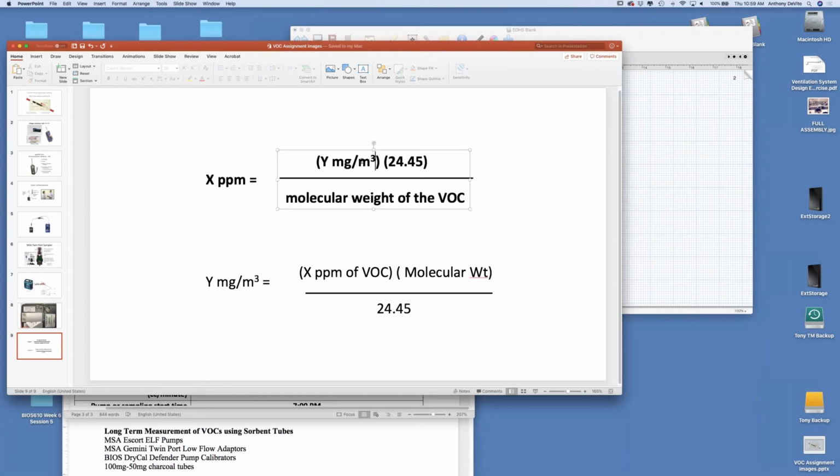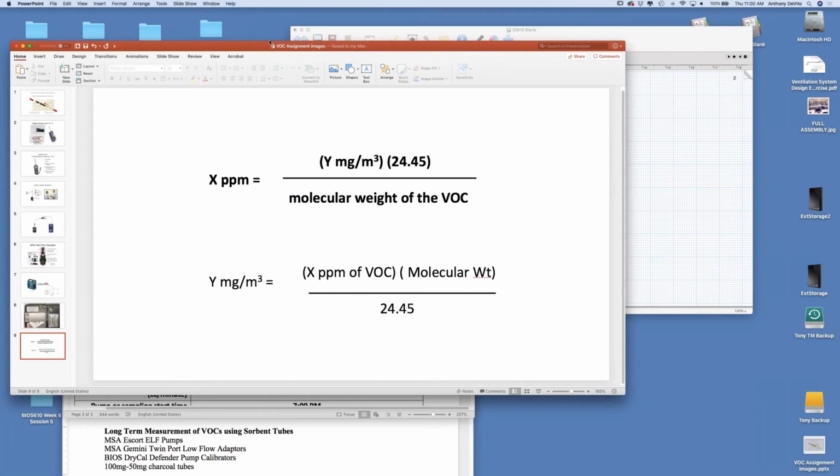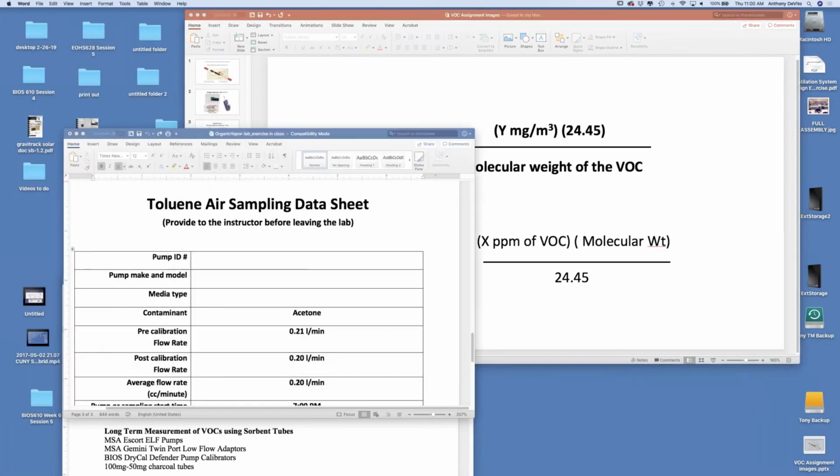So you'll be able to use your milligrams per cubic meter from the lab report, times 24.45. Those of you that are astute about this will recognize that that has something to do with the mole liter volume equivalence for a VOC or for any gas. And that would be divided by the molecular weight of the VOC. That would depend on each individual VOC. So let's go ahead and take a look at the exercise from class.